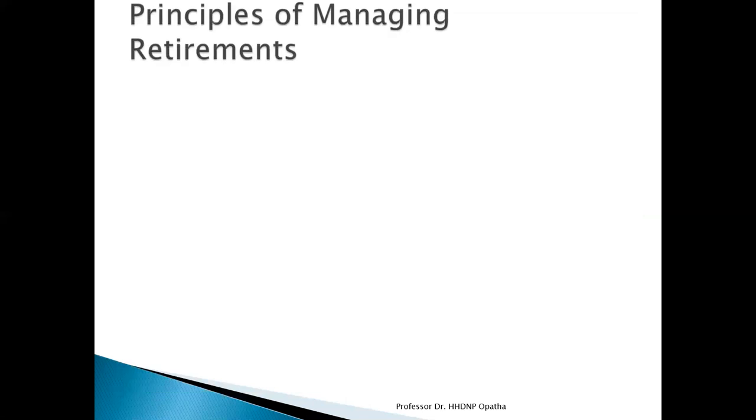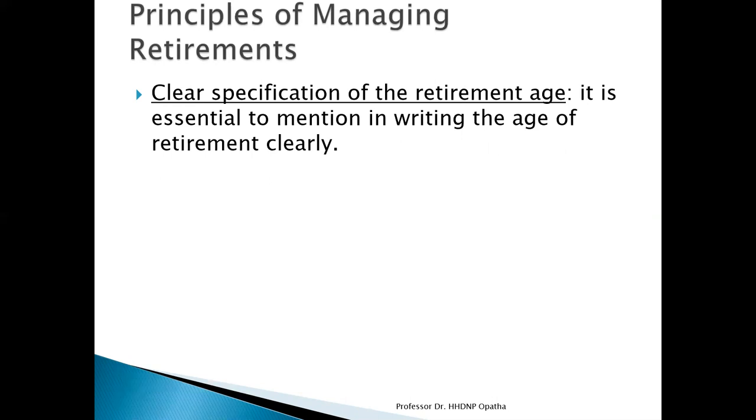Right, principles of managing retirements. Clear specification of the retirement age. Very, very important. Is it mandatory 55 or mandatory 60? And if mandatory is 60, are we going to give further extensions to 61, 62, and so on, or no extension at all, maximum 60? Policy-wise, we have to decide these things in a good scheme for retirement.